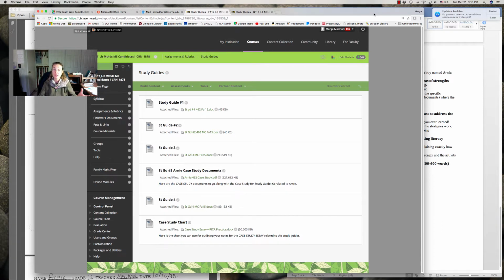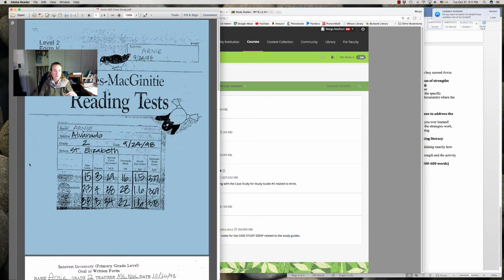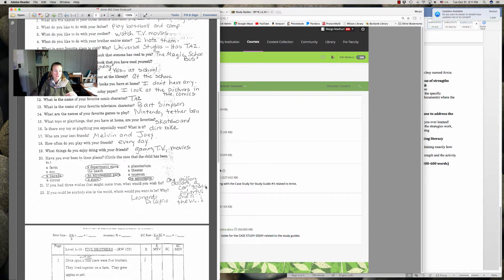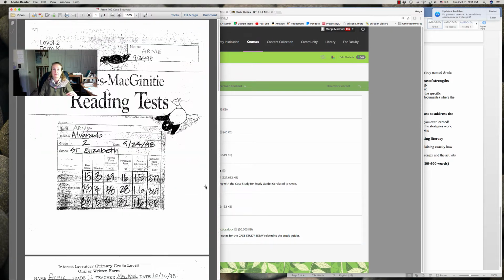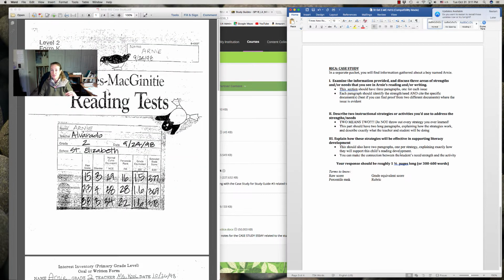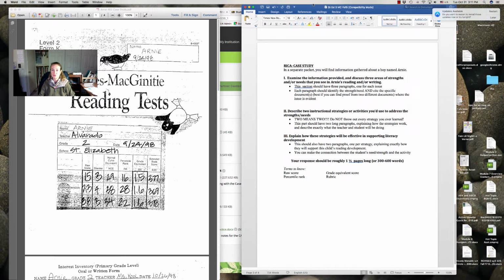So this is the longest essay. It would be 300 to 600 words, and they give you different documents related to a child. For this study guide, if you go to the study guide folder in our assignments folder, we have documents about this boy, Arnie, and I've downloaded that here. So they're all linked together here, different information about this child's literacy.